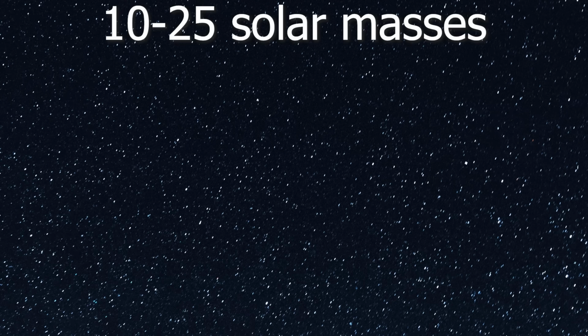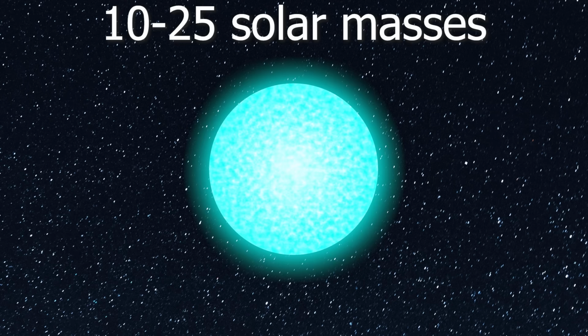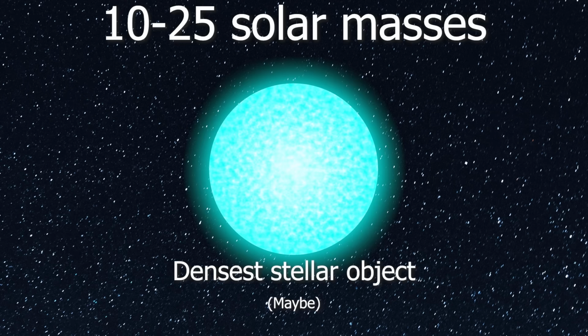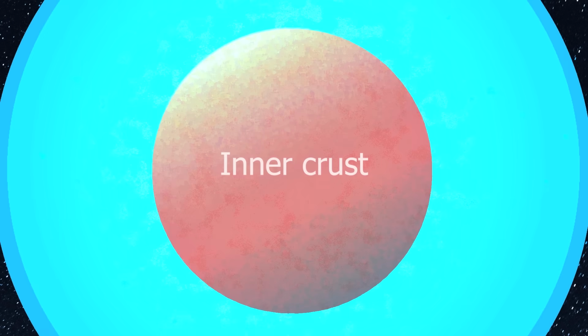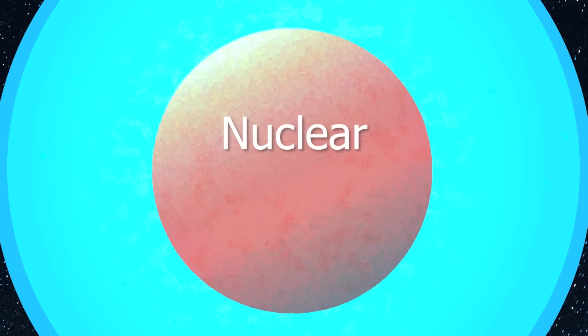If the star that imploded has about 20 to 25 solar masses, it becomes a neutron star. Excluding black holes, they are the densest stellar object we know of. Neutron stars have incredible properties, the craziest of which is the fact that the inner crust of a neutron star is called nuclear pasta.